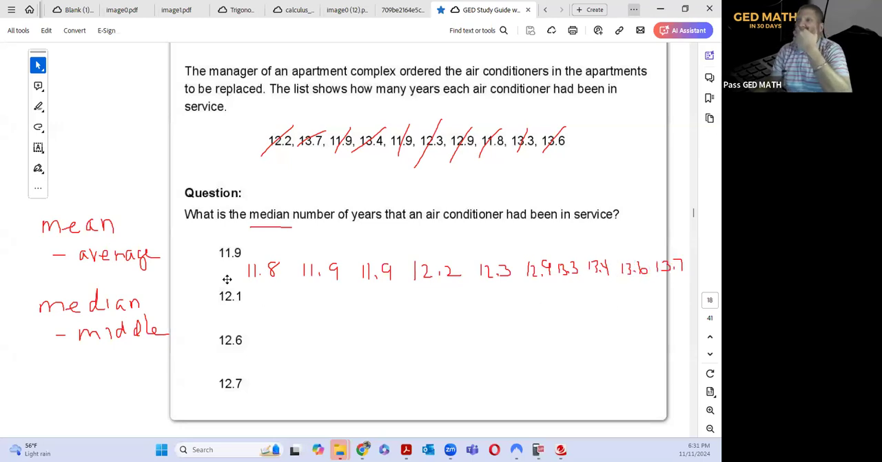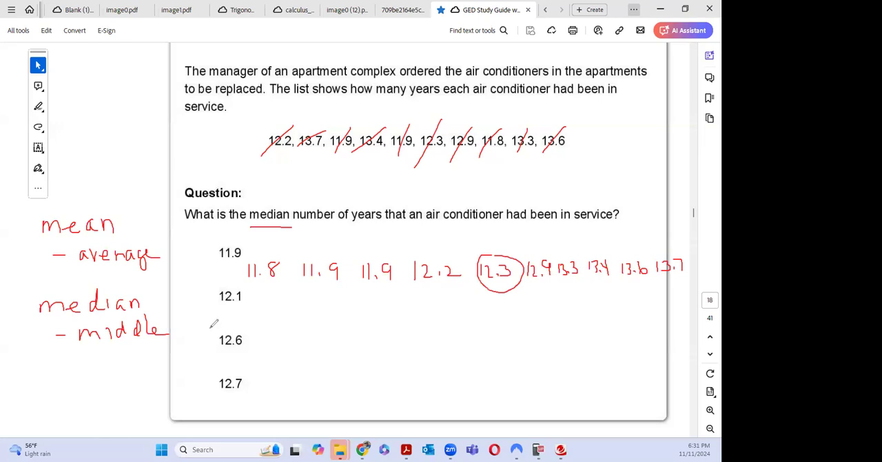Now, if you want me to put commas in between them, I can, but I don't really need to. How do I find the middle? So how many numbers are there? 1, 2, 3, 4, 5, 6, 7, 8, 9, 10. Oh, that's easy. The middle number, half of 10 is 5. 1, 2, 3, 4, 5. Is that the right answer?